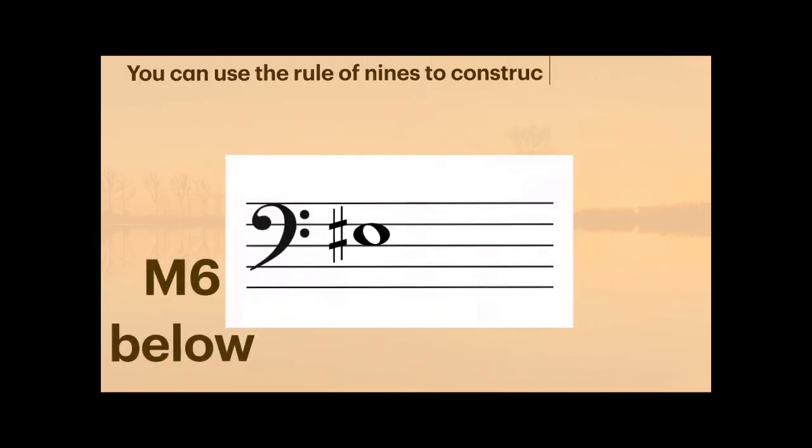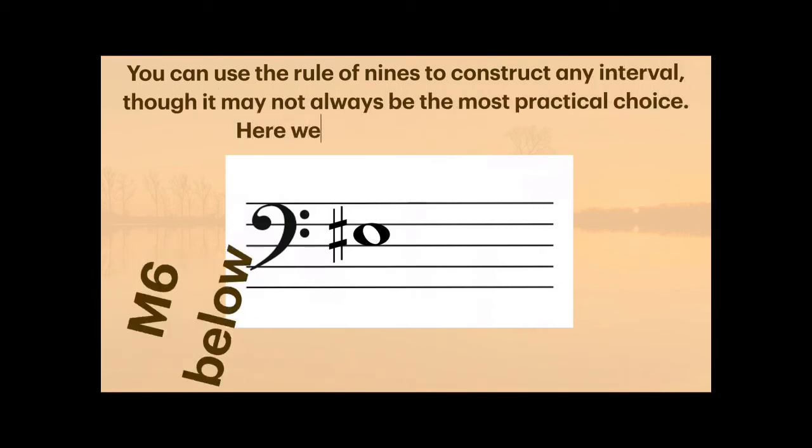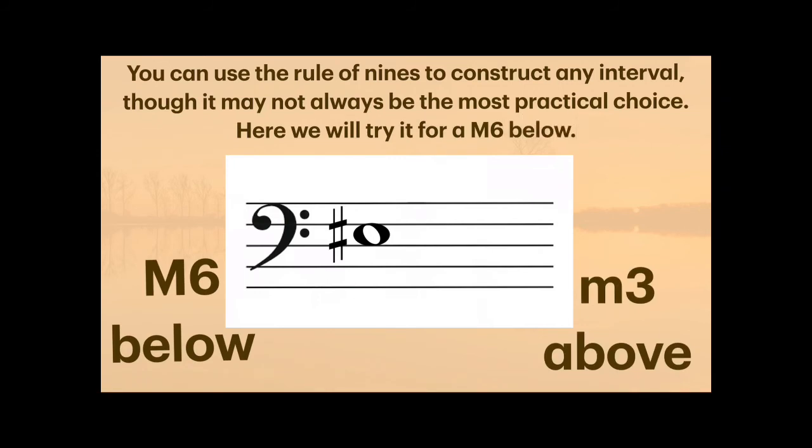You can use the rule of nines to construct any interval, though it may not always be the most practical choice. Here we will try it for a major sixth below. Check your keyboard. Go up 3 half steps. You should arrive on a G sharp. This is a minor third above, and a G sharp down the octave is also a major sixth below E sharp.